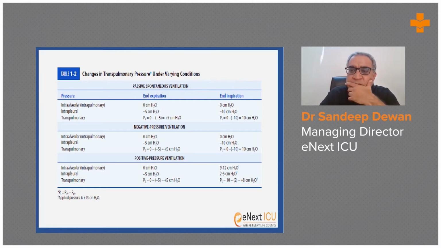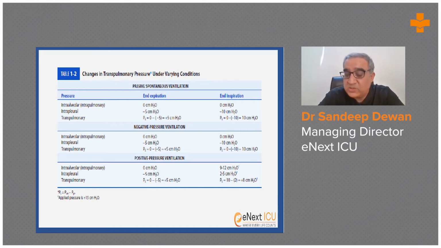What happens in a ventilated patient? In a ventilated patient, as you can see, the intrapulmonary pressure is all positive because you are pushing air from outside, and the transpulmonary pressure is also positive. It's 10 - 2 because it's the difference between the alveolar and the pleural. So as you can see, the intra-alveolar pressure is 9 to 12. So we take it as 10, and pleural is 2 to 5.